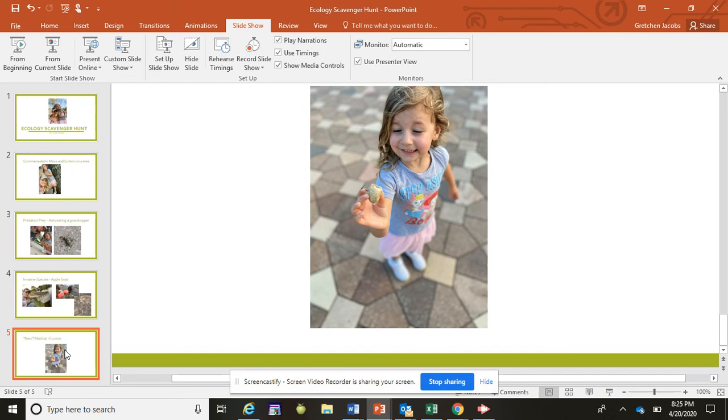This is due Friday, and I'm excited to see the pictures you guys come up with. Message me with any questions that you have. If you can't find things, we can brainstorm ways for you to be able to complete the assignment.